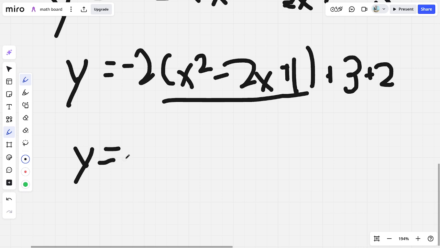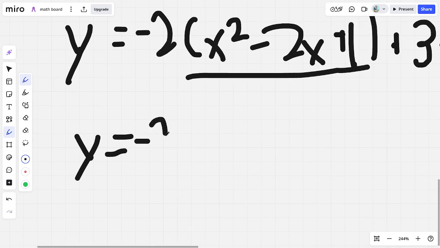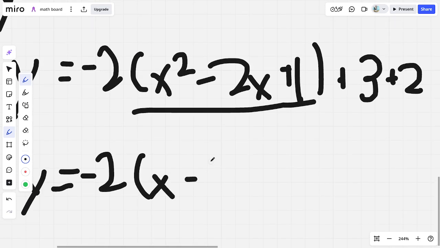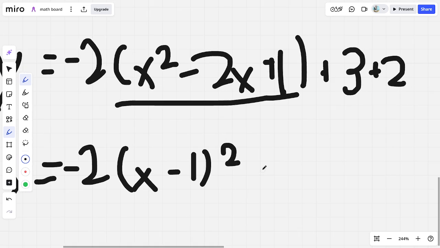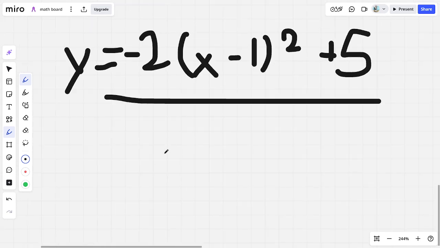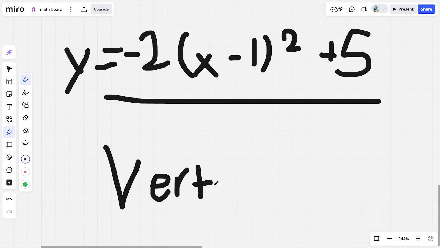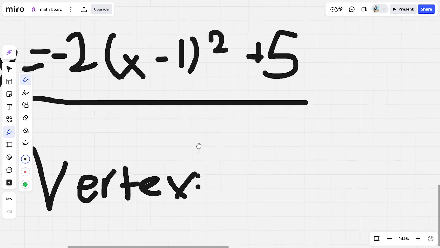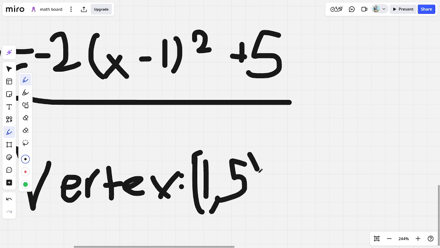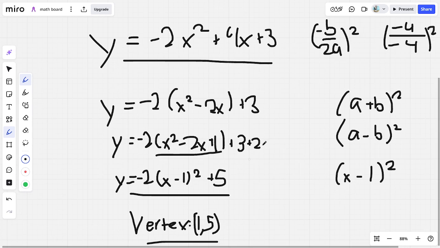y equals -2. We're just going to simplify. So x minus 1 squared plus 3 plus 2, so 5. So this is our vertex form. There you go. And then we have a vertex of 1. Since this is negative, we just flip the sign and it turns positive. 1, 5. There you go. That's our vertex. Let's have more examples.